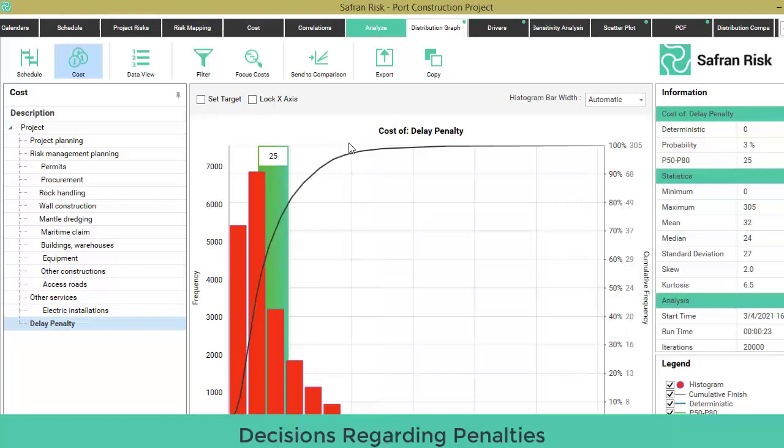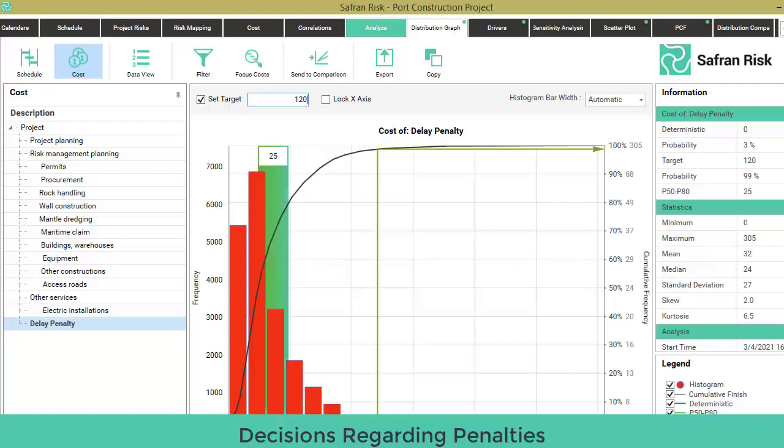You can also ask the inverse question. Given expected bid management revenue of $120 million, what is the probability that penalties will eat up all of the expected profits? Simply click on the Set Target button on the upper left-hand side of the chart and write 120.